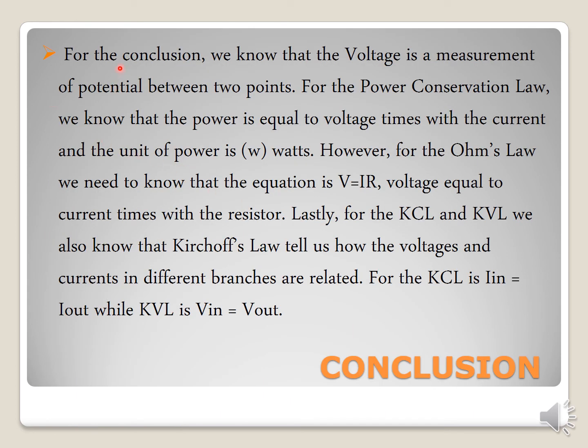For the conclusion, we know that the voltage is a measurement of potential between 2 points. For the power conservation law, we know that the power is equal to voltage times the current, and the unit of power is watts. However, for Ohm's law, we need to know that the equation is V equal to IR, voltage equal to current times the resistance. Lastly, for the KCL and KVL, we also know that Kirchhoff's law tells us how the voltage and currents in different branches are related. KCL is current in equal to current out, while KVL is voltage in equal to voltage out. Thank you.